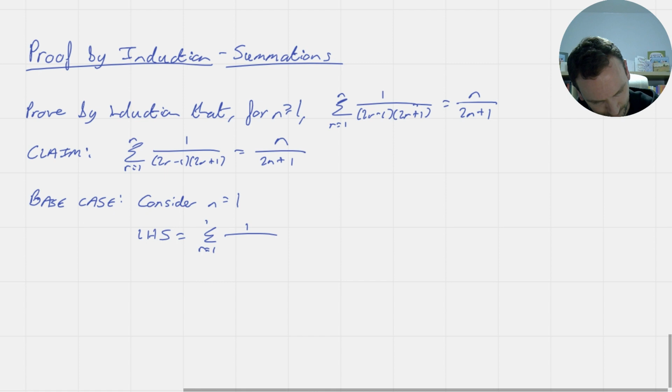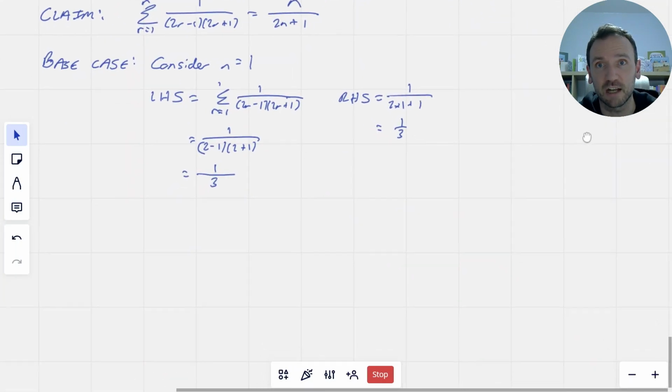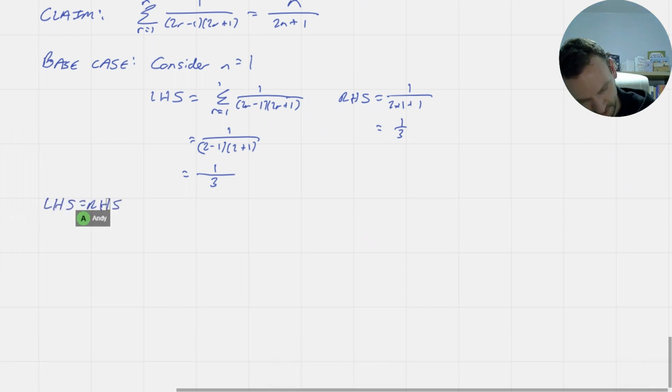So this is a very boring sum of 1 over (2r minus 1)(2r plus 1), and we're just summing r equals 1 because it's the only term we've got. So we're doing 1 over (2 minus 1)(2 plus 1), and this is just 1 over 1 times 3, or 1/3. And the right-hand side is just replacing n with 1 on the right-hand side of our claim. We just get 1 over (2 times 1 plus 1), which is 1/3. Encouragingly, the left-hand side and right-hand side are equal here. So we're going to make sure we state that: left-hand side equals right-hand side. So the claim is true for n equals 1.